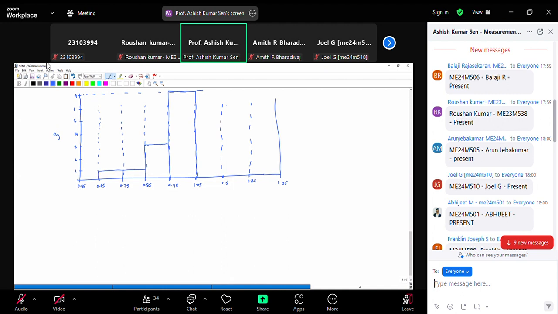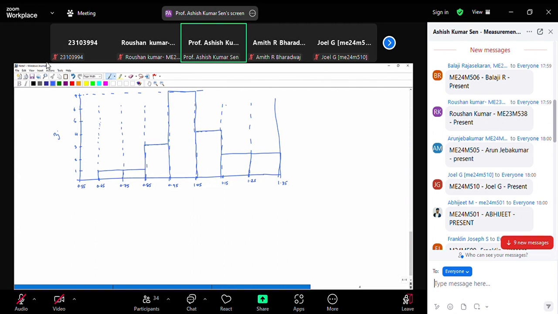And 1.05 to 1.15, you actually have 4, right? So 4 is somewhere here. Then 1.15 to 1.25, you have 2. So 2 is here. 1.25 to 1.35 also, you have 2. So this is your data.